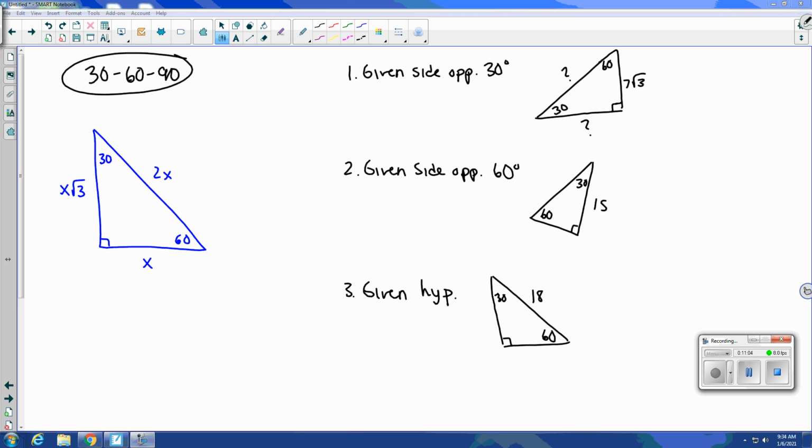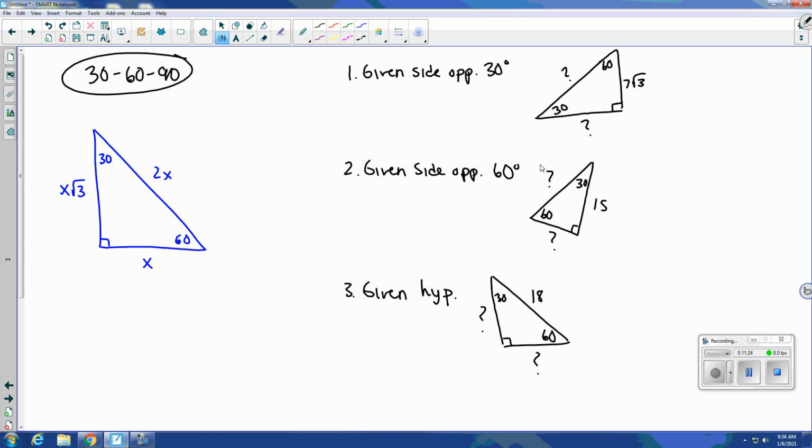So here we have the 30, 60, 90. I have the reference triangle drawn for us, and we have three different scenarios. We'll either be given the side opposite the 30 degrees, opposite the 60 degrees, or the hypotenuse itself. So in each question, we'll probably have to find the other two sides. Again, we have a right triangle, and we're only given one side.